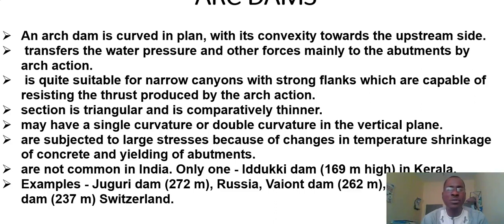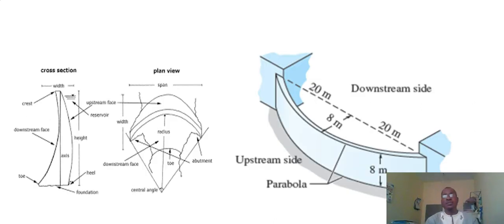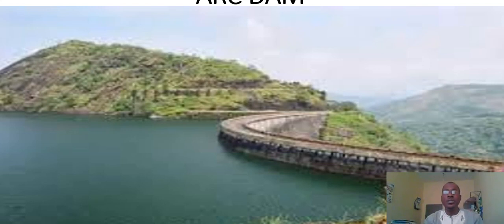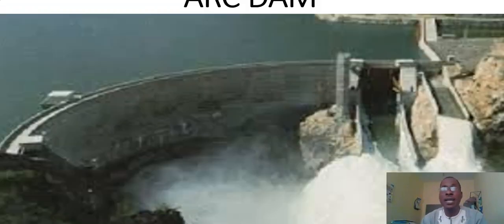The section is triangular and comparatively thinner, may have a single curvature, and is also subjected to large stress because of changes in temperature and shrinkage. Examples of such arch dams around the world are Chukuri Dam, about 272 meters high, in Russia, Valle di Lei Dam in Italy, and Mauvoisin Dam, about 237 meters, in Switzerland. So these are examples; as you can see, this is an arch dam.